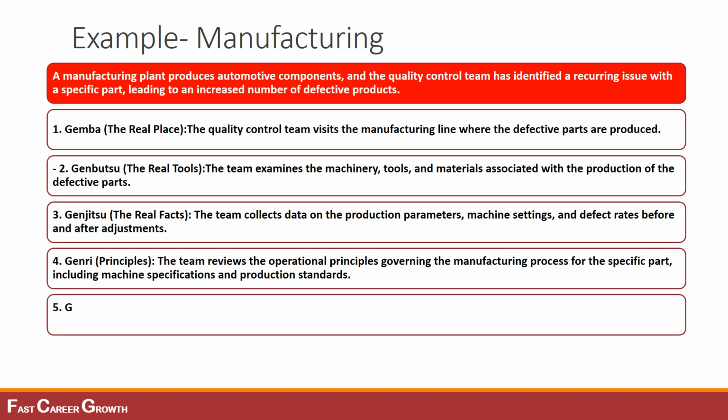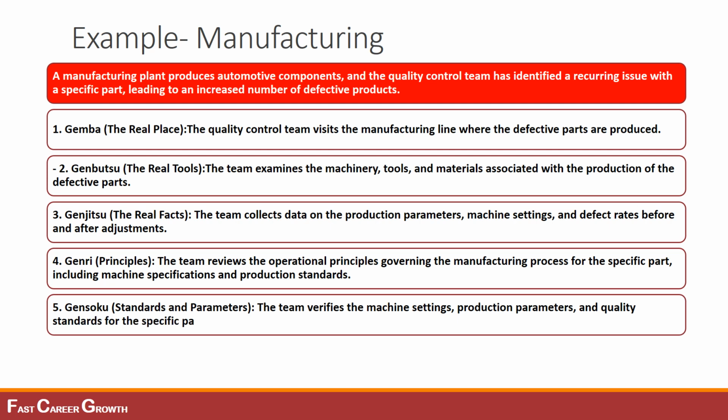Fifth is GENSOKU: standards and parameters. The team verifies the machine settings, production parameters, and quality standards for the specific part. Purpose of GENSOKU: checking adherence to standards. GENSOKU helps identify if defects are caused by deviations from established norms. It ensures that the production processes align with standard operating procedures.